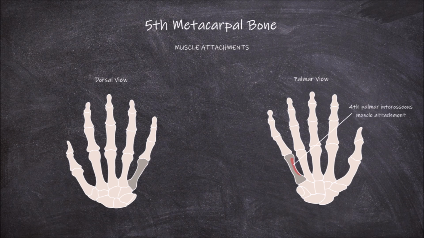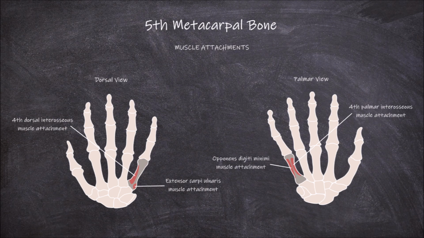The fourth palmar interosseous muscle originates from the lateral side of the palmar surface of the shaft of this bone. The opponens digiti minimi muscle inserts onto the medial side of this bone. The medial head of the fourth dorsal interosseous originates from the lateral side of the shaft of this bone. And finally, the extensor carpi ulnaris muscle inserts onto the base of this bone.